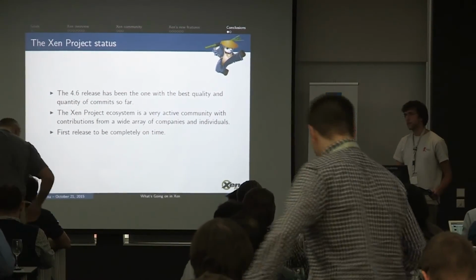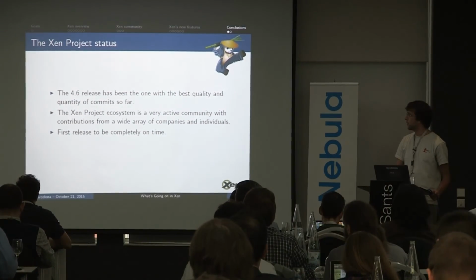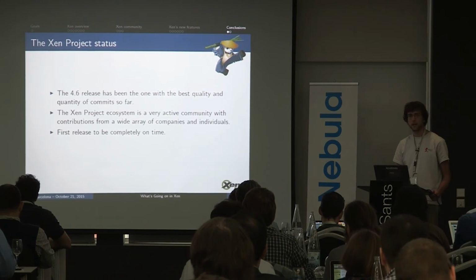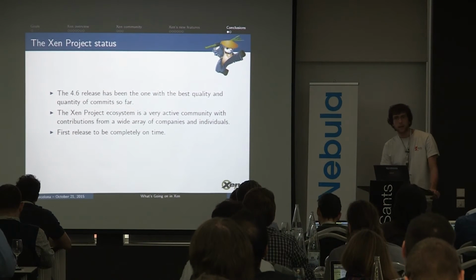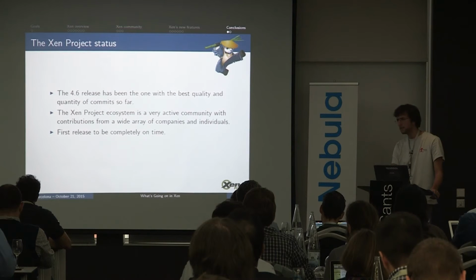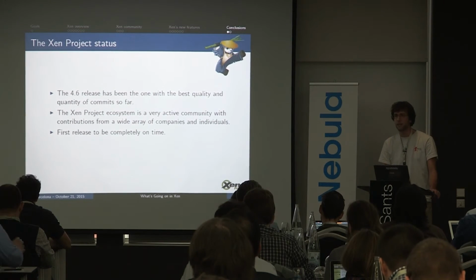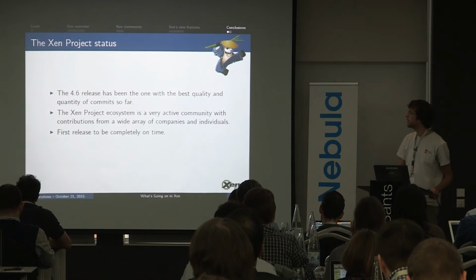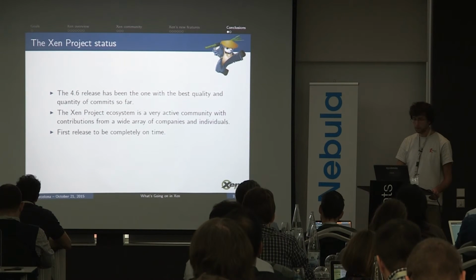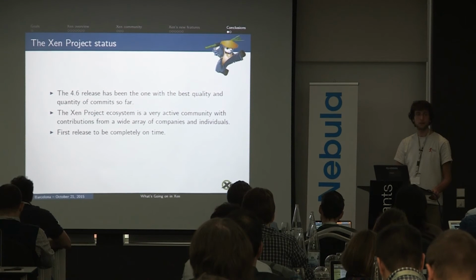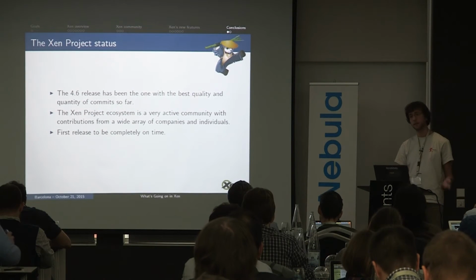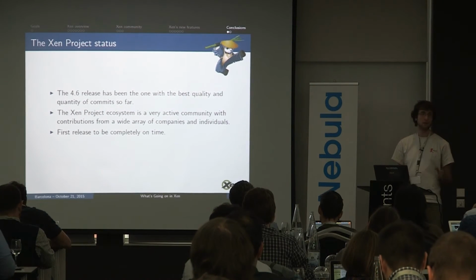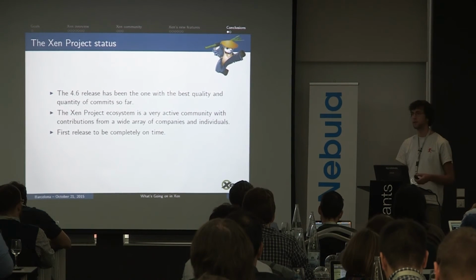In general, the 4.6 release, we considered it one of the best releases so far. We had very good code quality. We didn't catch almost any bug in the Xen test system, which means that the commits that were inside were of very high quality. And we also saw an increase in the number of contributions, especially from different companies and different people. In the past, we used to have maybe a smaller community. Now it's getting quite bigger and more diverse in general.